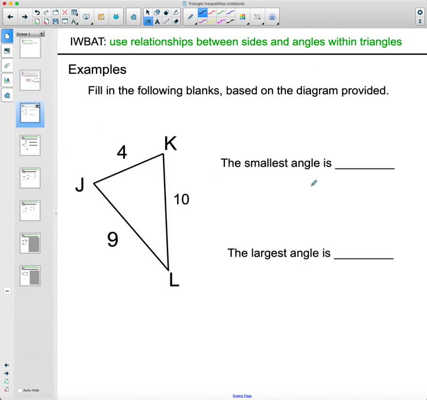So let's take a look here, and this one wants us to find the smallest angle. We are given all three sides. To find the smallest angle, we look for the smallest side length, and directly across from that is going to be the smallest angle, in this case, angle L. The largest angle would be across from the biggest side, being 10. Directly across from that side is going to be the biggest angle, in this case, angle J.